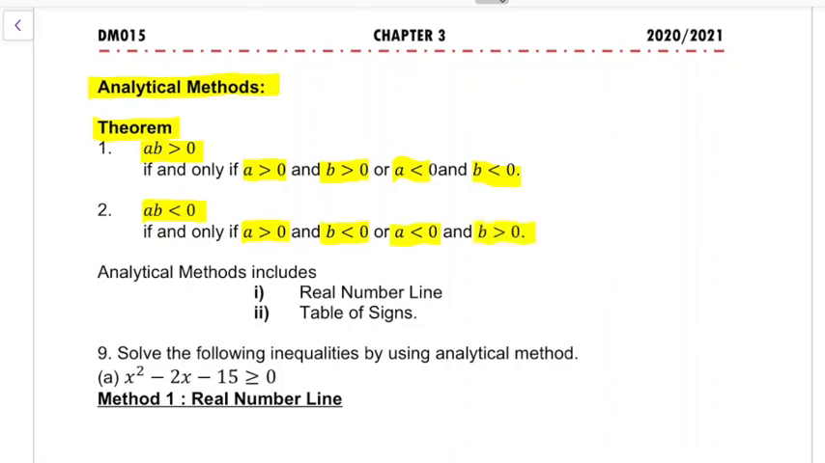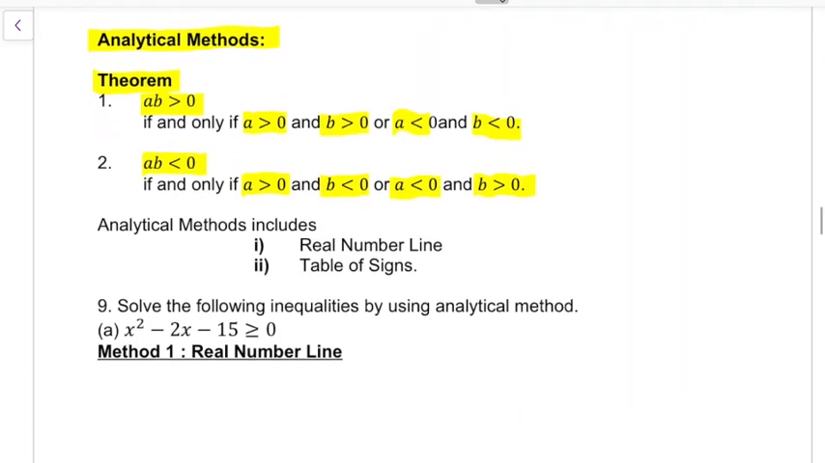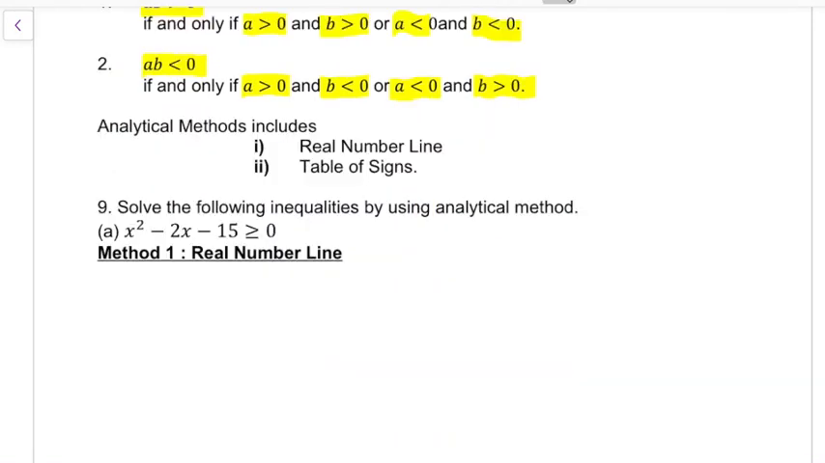Analytical method includes two methods. There are real number line methods and table of sign method. Let's go to question number 9. Solve the following inequalities by using analytical method. I will use both methods to solve this question. X squared minus 2x minus 15 greater than or equals to 0.